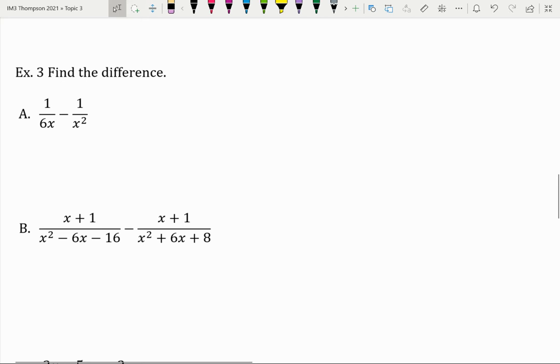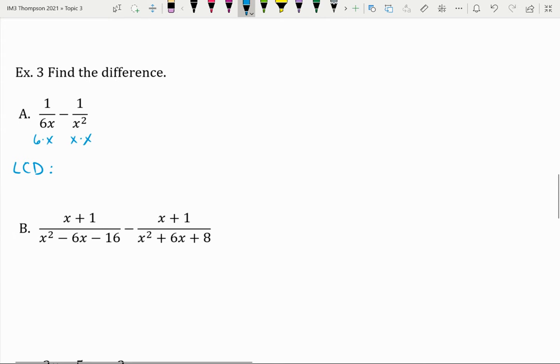All right, cool. So I have 1 divided by 6x minus 1 divided by x squared. This doesn't exactly need to be factored. If you find value in it, you could try to write out 6 times x and x times x if that's helpful. It may not be.